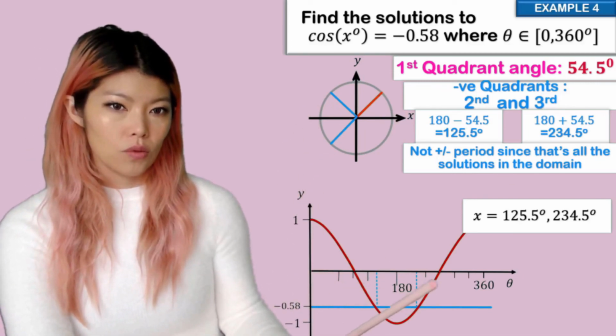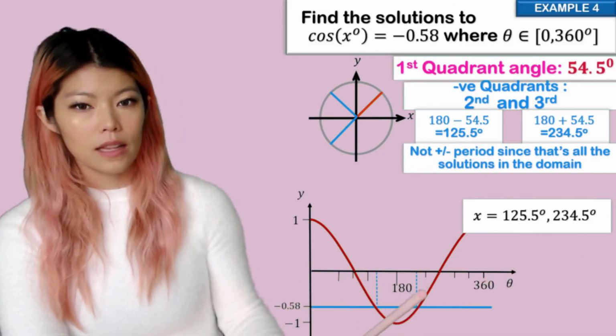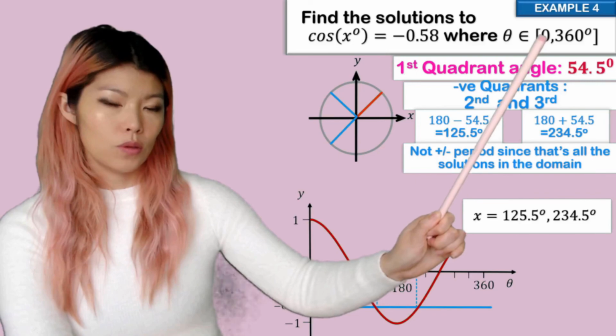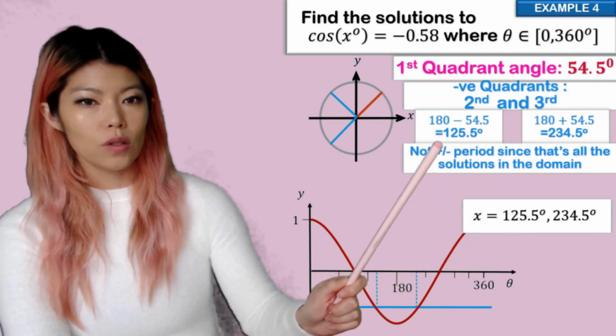And then after that, do we need to add or subtract a period to go to the next set of answers? No, because the domain is between 0 and 360. So we have our two answers, 125.5 and 234.5 degrees.